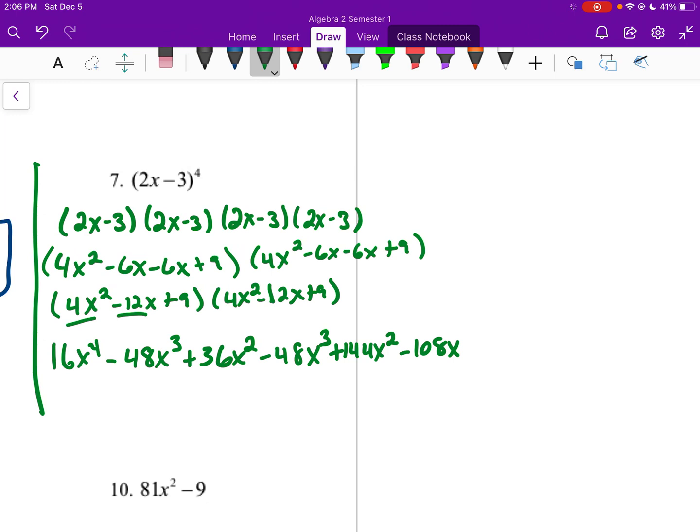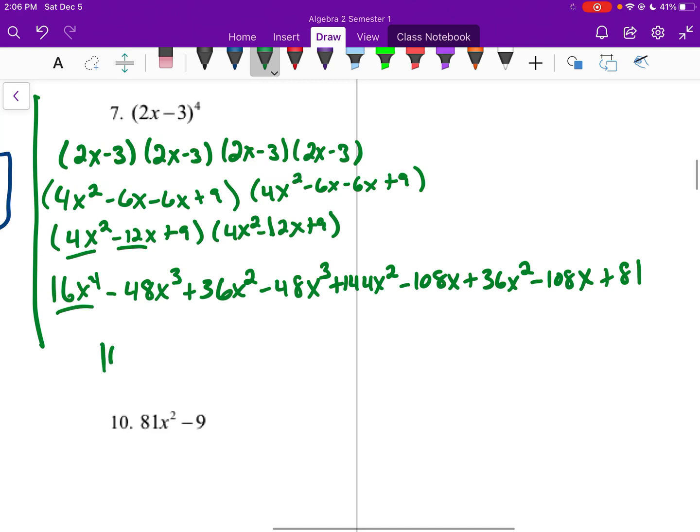Now distributing the 9 through, you're going to get plus 36x squared. And then again, 9 times that negative 12x, we get minus 108x. And then 9 times 9, you get that plus 81. From there, combining like terms, there's no other x to the 4th, so 16x to the 4th. Cube, and those are the only 2 cubes.